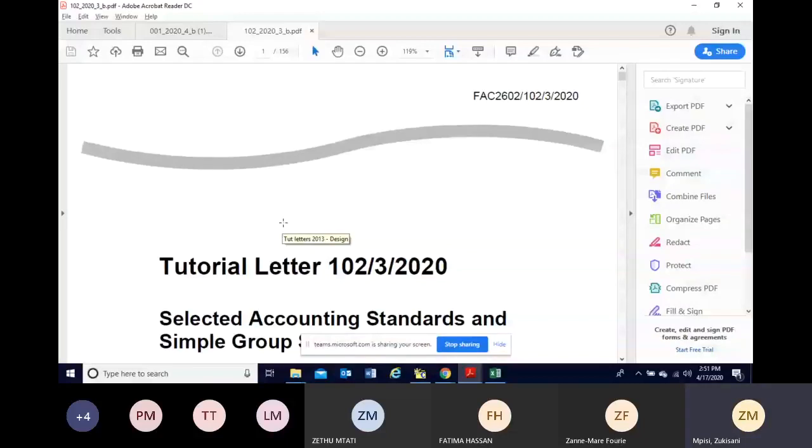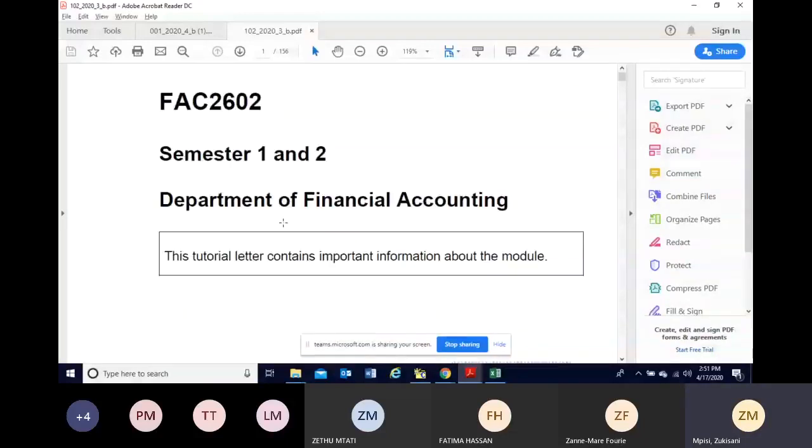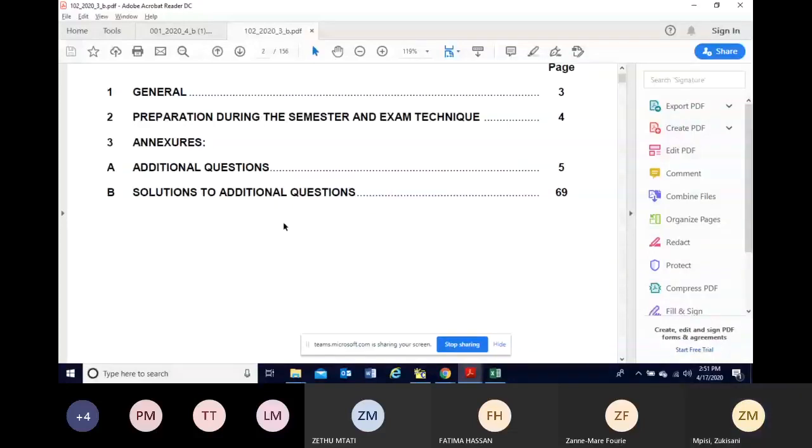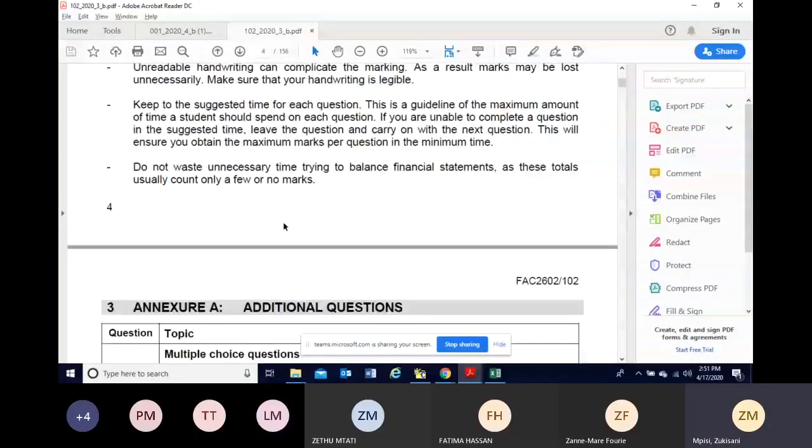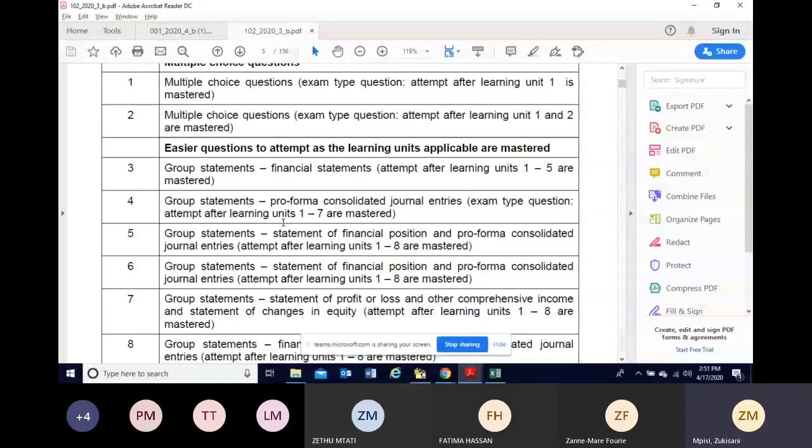It says selected accounting standards and simple group statements, and then it shows you the questions that have been previously put on exams, and they say group financial statements. So in question 3, they are going to give us questions that are covering learning unit 1 up until learning unit 4. So I just want us to quickly cover this question, which is question 3.